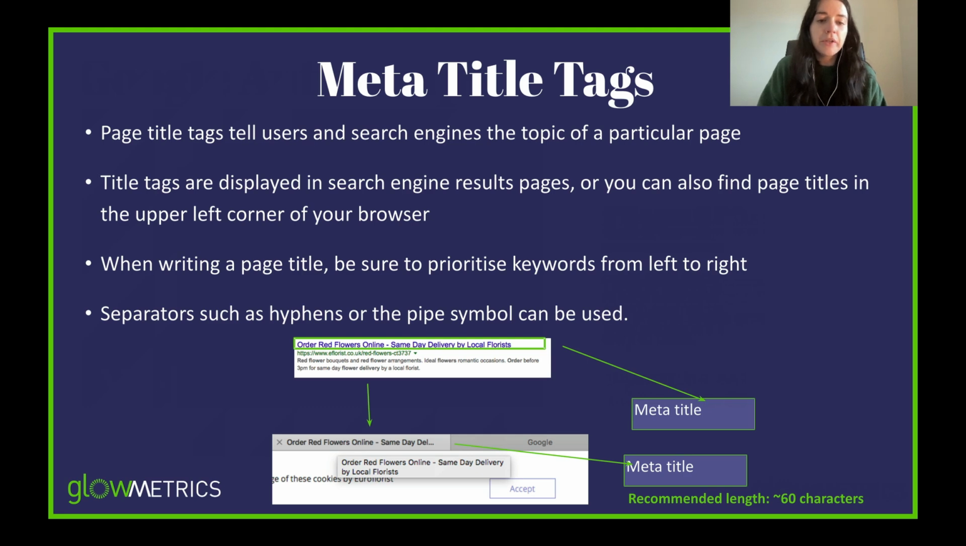And you can also use separators such as hyphens or pipe symbols to break up your text. But you can see here I've put in order red flowers online. It came up really clear, really easy as a user to see that this is relevant to my search, and therefore you're more likely to click on it. So it's a bit of really good real estate that you need to make sure you're populating as best you can with relevant terms. And again, you only have 60 characters, so you really need to make sure you're making the most out of it.